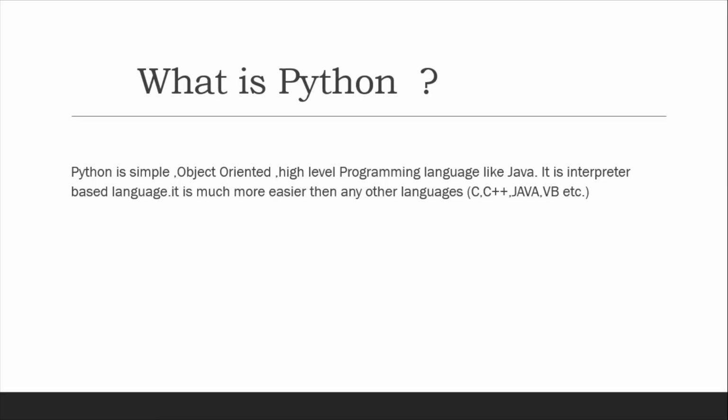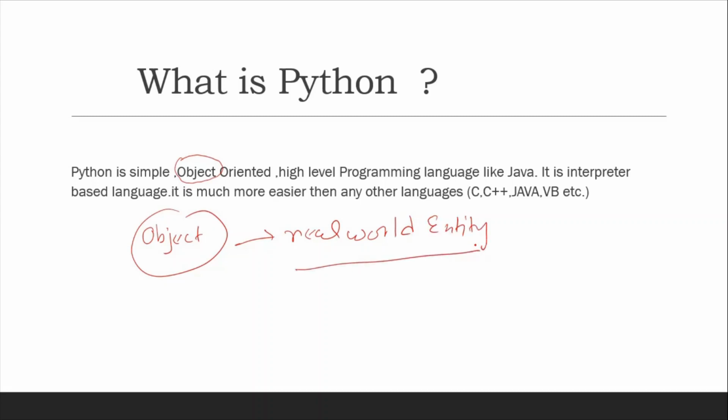So I will tell you what Python is. Actually, Python is a simple object oriented high level programming language. Python is a programming language, that is a simple object oriented high level programming language. Now here you can see the term object. What is the meaning of object? Object is a real world entity. What is the meaning of real world entity? Everything which exists in the real world is called a real world entity.